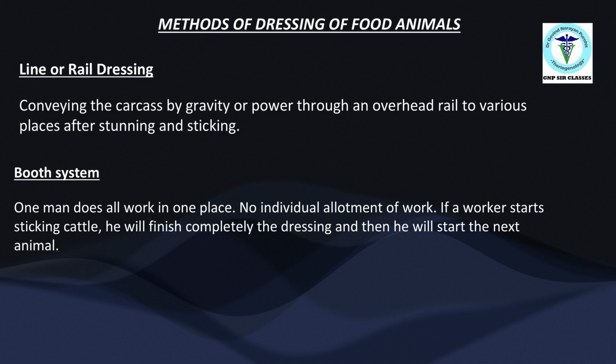Methods of dressing of food animals. Line or rail dressing: conveying the carcass by gravity or power through an overhead rail to various places after stunning and sticking. Booth system: one man does all work in one place. No individual allotment of work. If a worker starts sticking cattle, he will finish completely the dressing and then he will start the next animal.